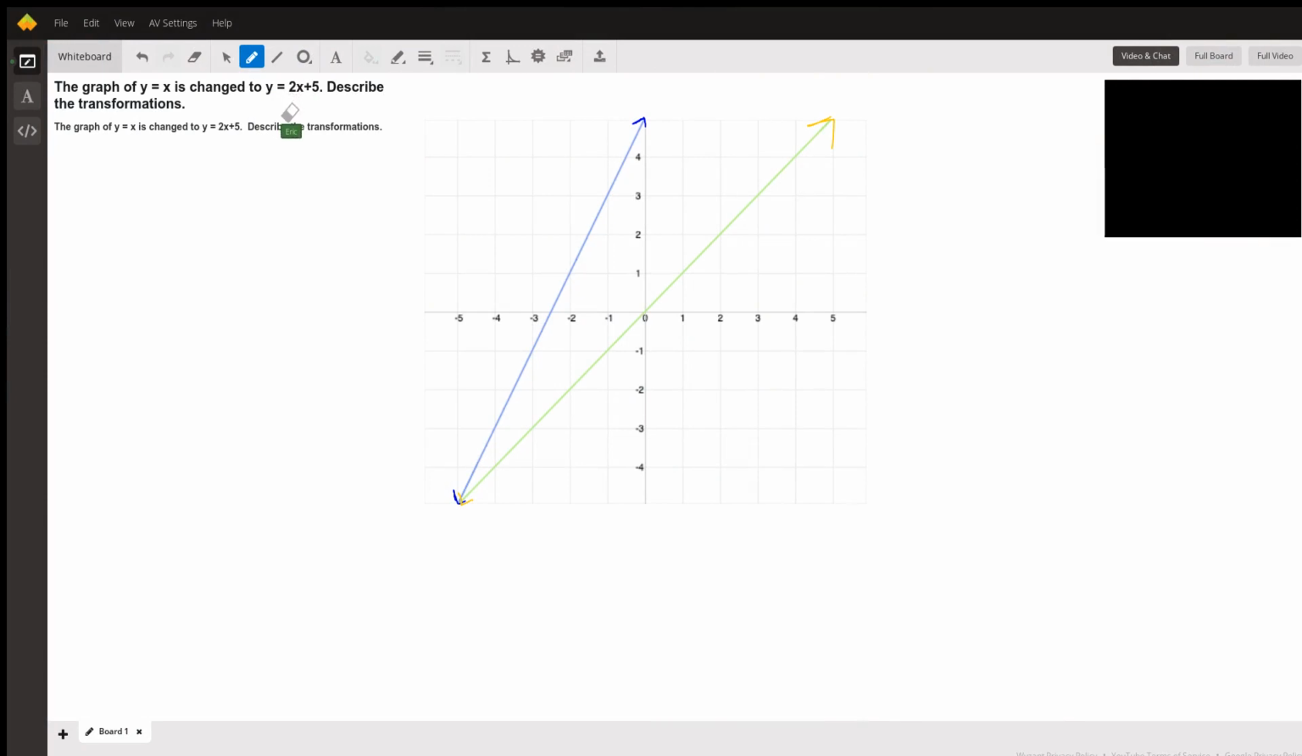The graph of y equals x is changed to y equals 2x plus 5. Describe the transformations. Alright, so first of all, I just graphed both of these lines. I graphed y equals 2x plus 5, and I graphed the parent graph y equals x.